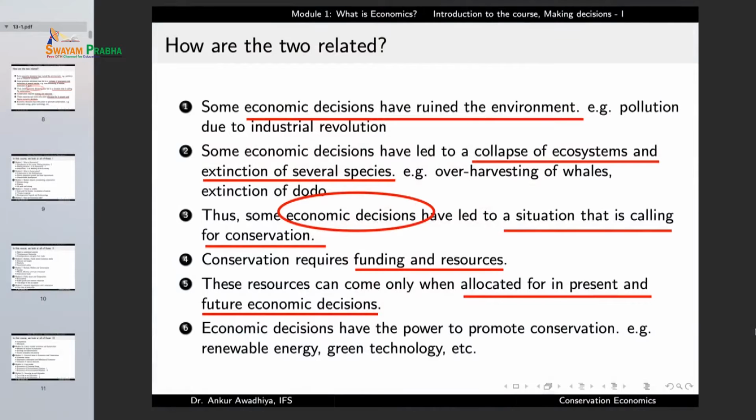We also saw that another relation is that economic decisions have the power to promote conservation. Things like renewable energy, things like green technology. So when the government says that gas guzzling vehicles will not be permitted, or will be taxed at a higher rate, or petrol and diesel will be taxed at a higher rate, so that people desist from using more and more hydrocarbons and releasing pollutants, then this is a decision that has both economic ramifications and also ramifications for conservation.